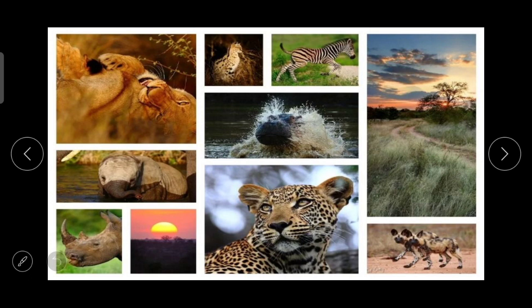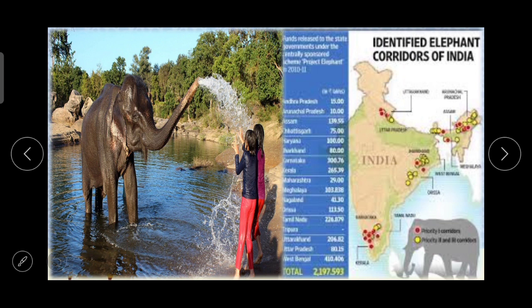Now if we talk about the wildlife of India, then India is also a mega diverse country in terms of wildlife. There are many species of wildlife in India. Elephants are found in hot and humid forests. Here you can see the identified elephant corridors of India on the screen in the map. This one, these places, this and this.